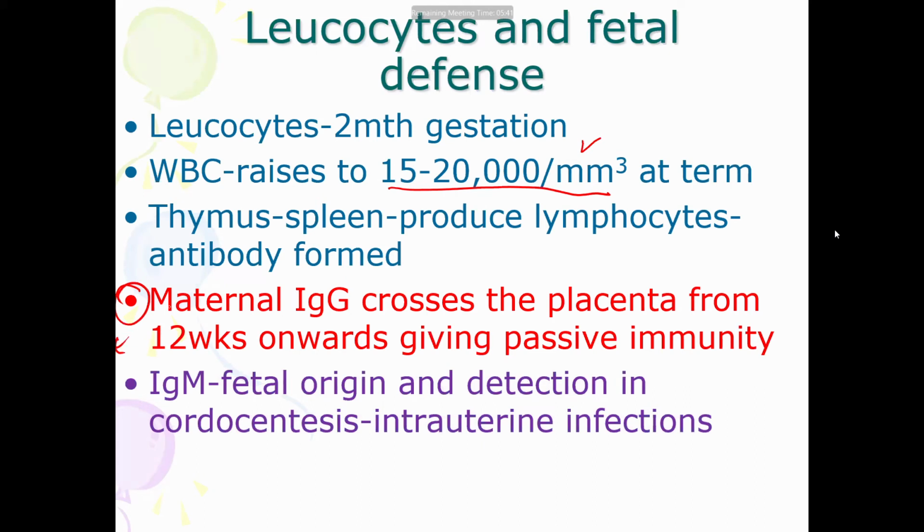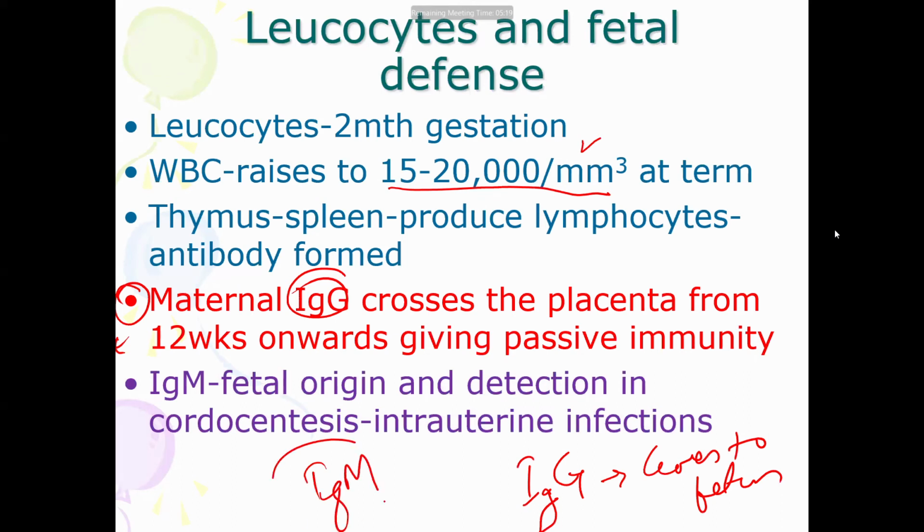Maternal IgG, immunoglobulin G, crosses the placenta from 12 weeks onward, giving passive immunity. Remember, IgG goes to the fetus, but IgM doesn't cross it because it is a massive, very big molecule. So it does not cross the placenta.